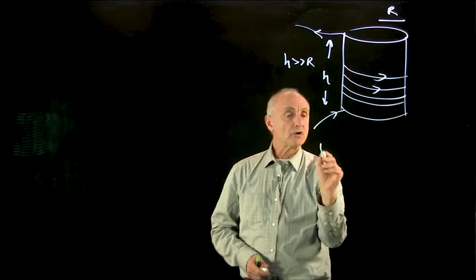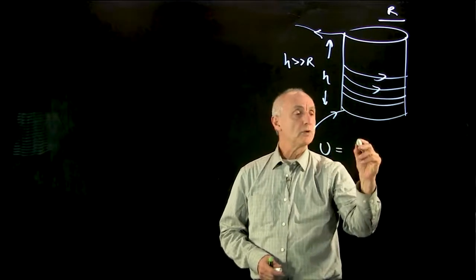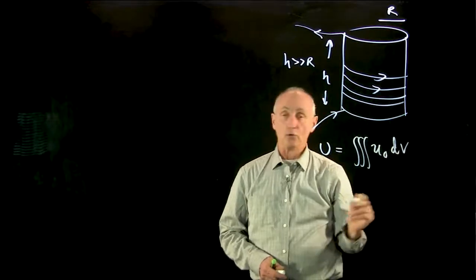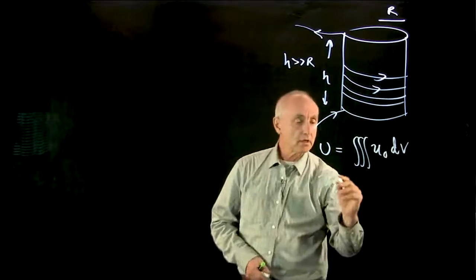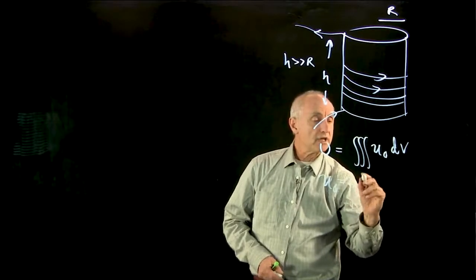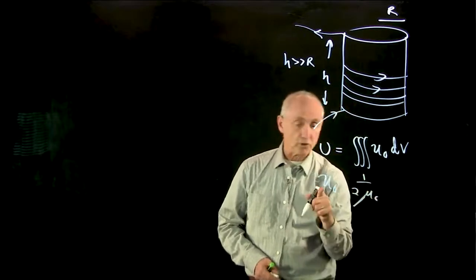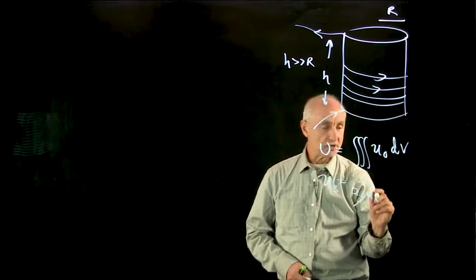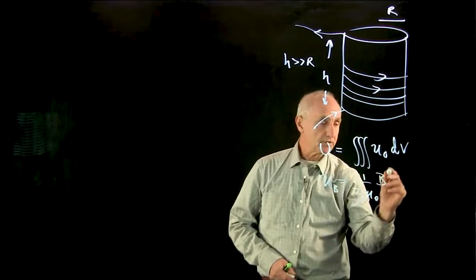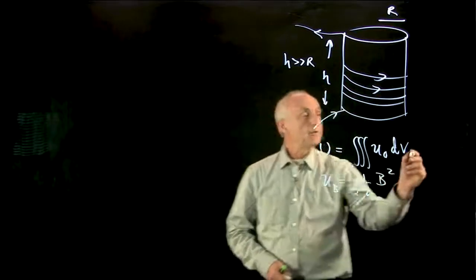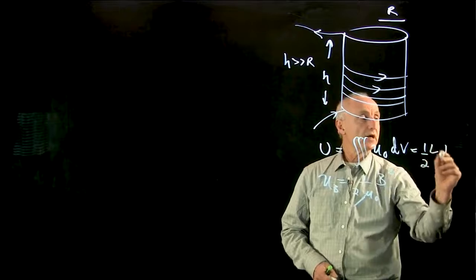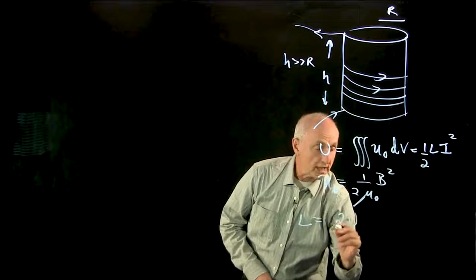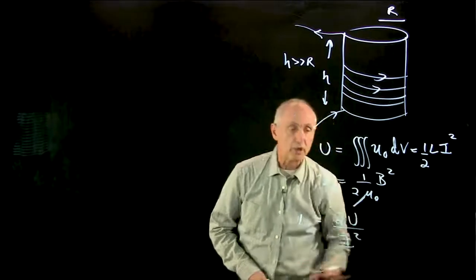Now, our stored energy is equal to the integral of the energy density over the volume enclosed, and the magnetic energy density is 1 over 2 mu naught times B squared. Let's make this magnetic energy density, to distinguish it from that constant. And we've seen that this is 1/2 L I squared, so L is 2 times the stored energy over I squared, and that's going to be our tool.